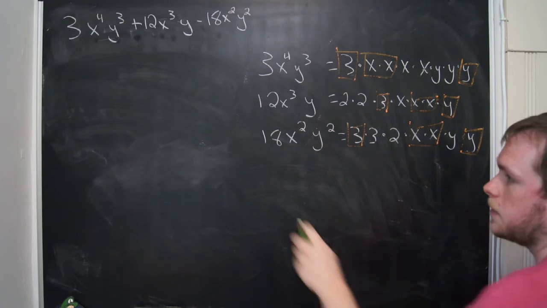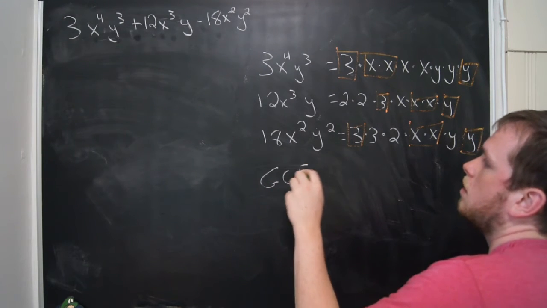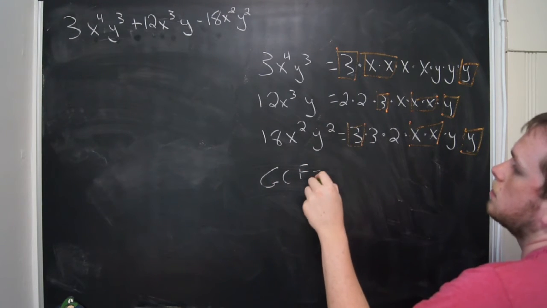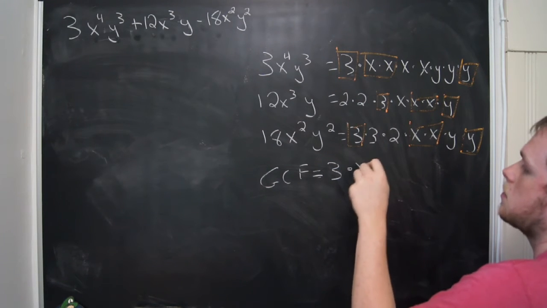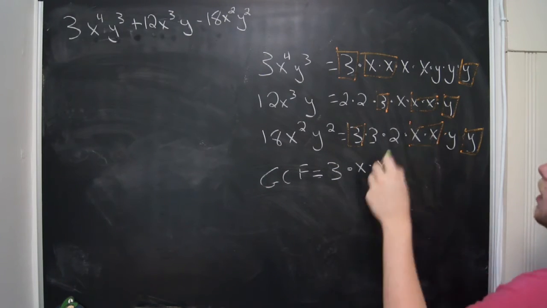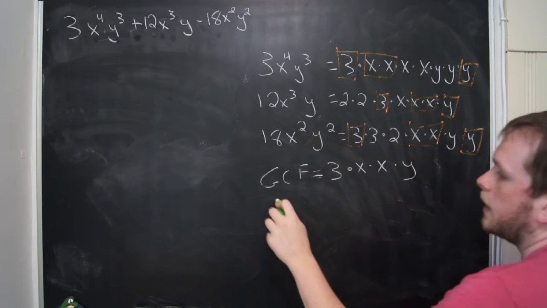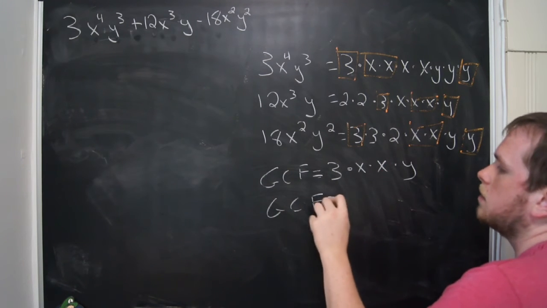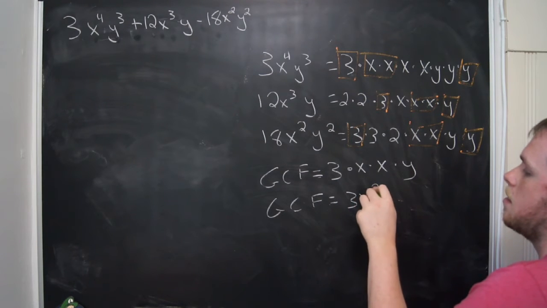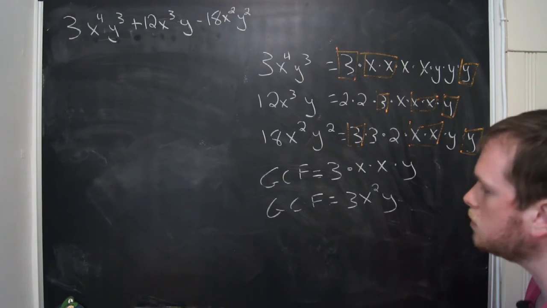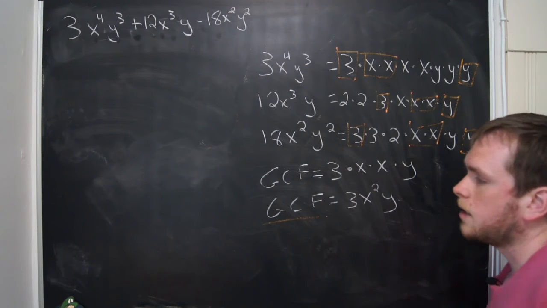So I can come down here and say that my GCF is equal to 3 times x times x times y. And I can just rewrite that and simplify it. So this would be 3, x times x is x squared, y. So that's my GCF. Now we're almost done.